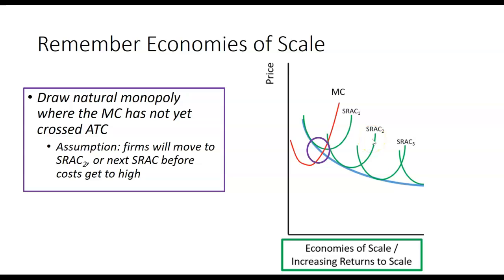I'm going to go ahead and increase my plant capacity. And before my cost curves start to increase again, I'm going to go ahead and jump down. So the idea is that I'm never going to have a part where my ATC is increasing. I'm going to jump to the next plant capacity.